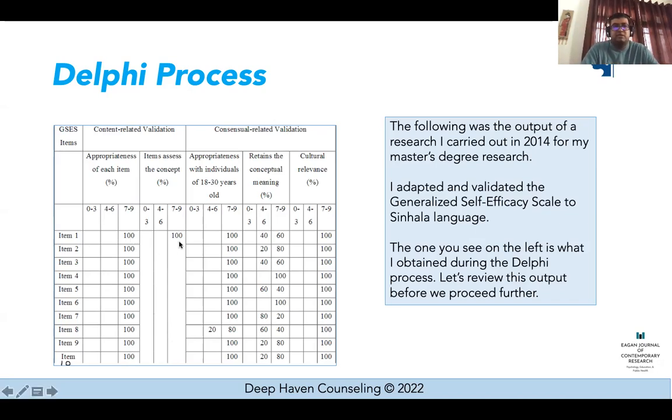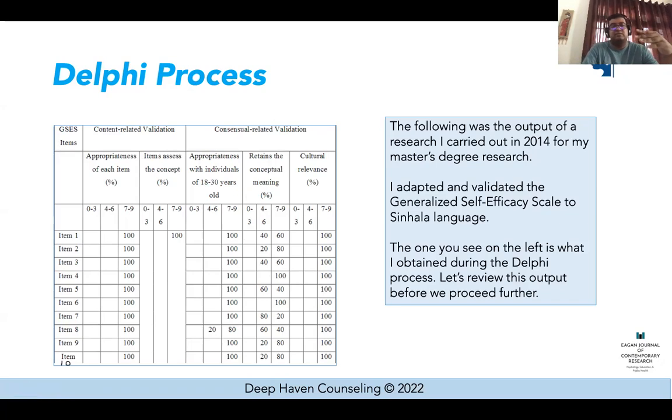Items are also okay. But here, if you see appropriateness with individuals, I originally developed this for 18 to 30-year-olds. So how appropriate is this for this particular age group? One person has felt it's medium. This particular item 8 is medium for them. But everyone else has felt it was okay. But if you go for conceptual meaning, no one has rated it low here, which is good. But if you notice, some have felt that the translation can further be improved.